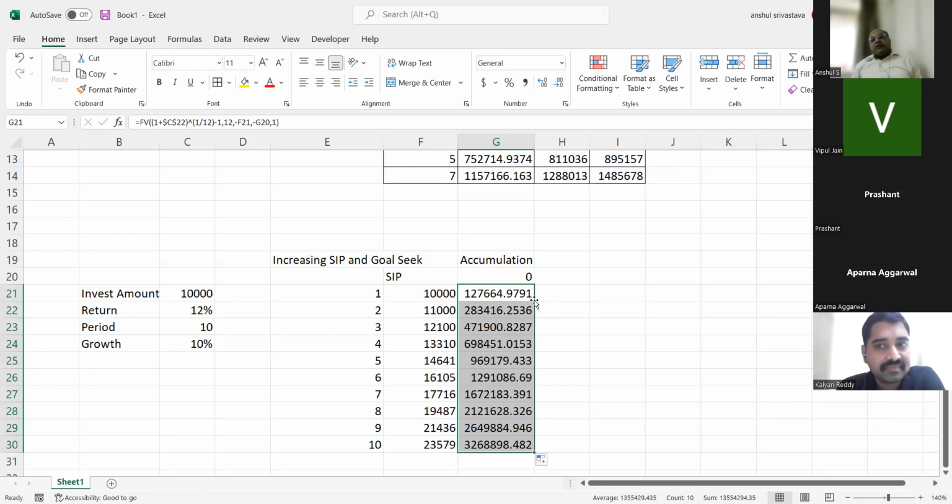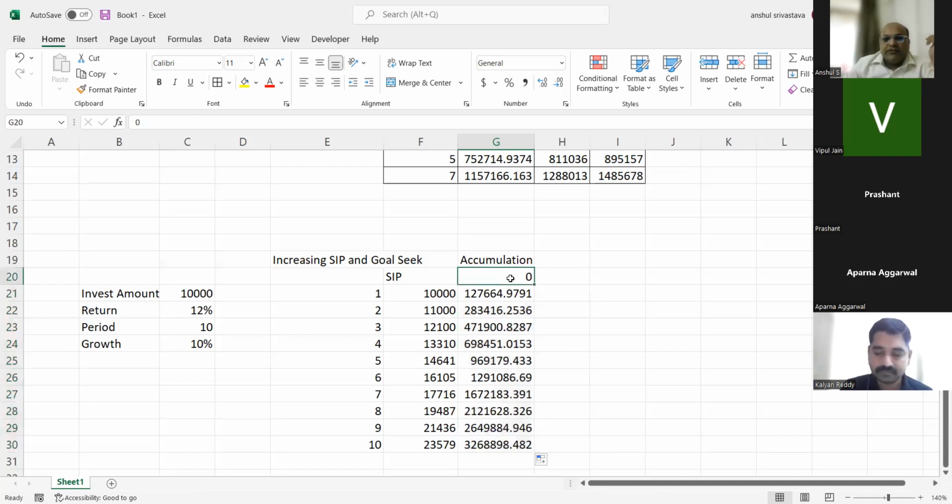So the accumulation would be 32,68,898. So if there is any initial amount, instead of 0, we can put that money. If there is already an initial amount, 5 lakh, 7 lakh, whatever. Let's say if we put an initial investment of 5 lakh, this amount will become 48,21,000.